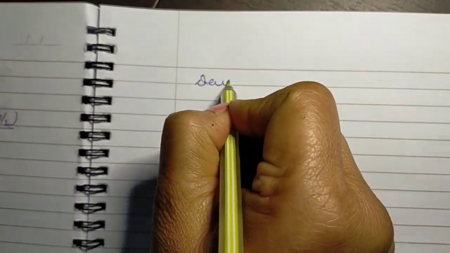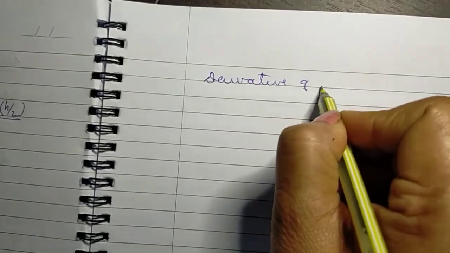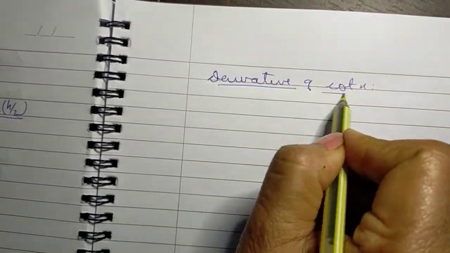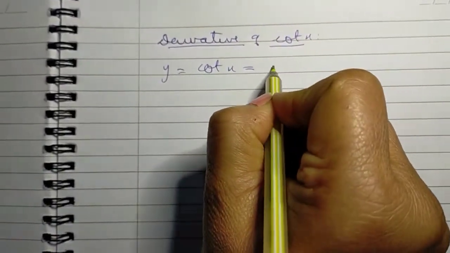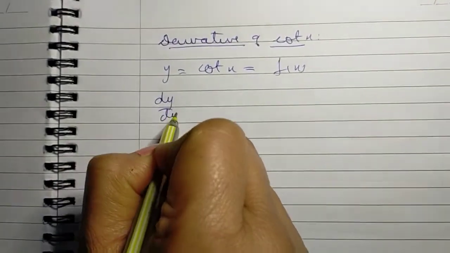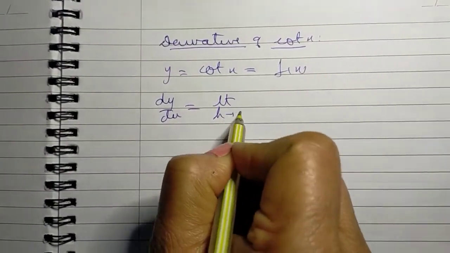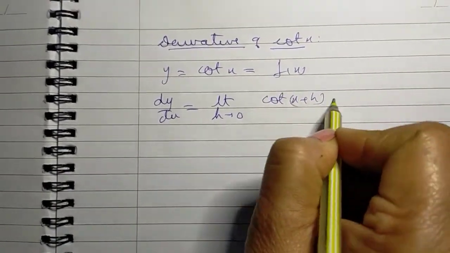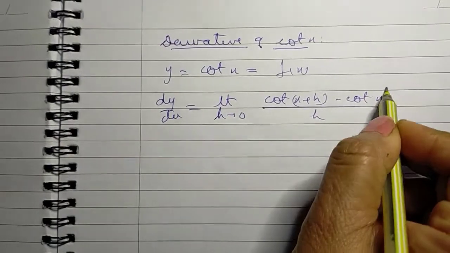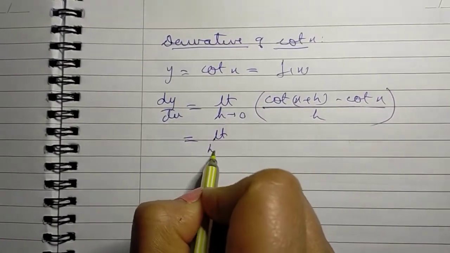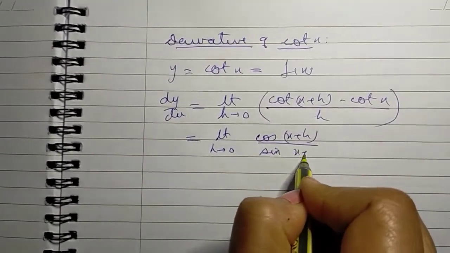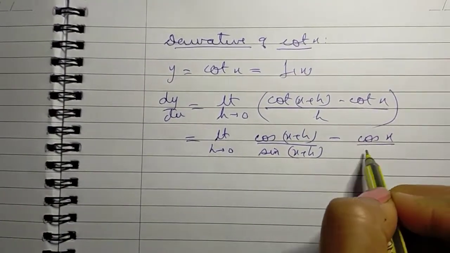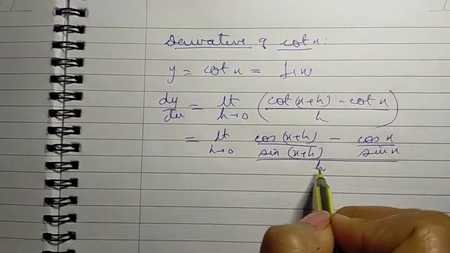Exactly on the same lines, we can find the derivative of cot x. Let y be equal to cot x is equal to f(x). So dy by dx, exactly on the same lines, we write limit h tending to 0, cot of (x plus h) minus cot of x, whole upon h. Again, like the previous one, we'll convert it to cos and sine. So we get cos(x plus h) over sine(x plus h) minus cos x over sine x, over h.